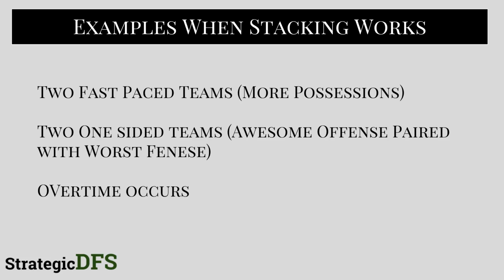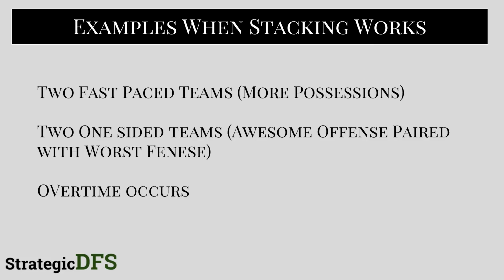And for NBA at least, one of the easiest stacks is if you have 2 fast-paced teams. That's pretty much more possessions throughout the game. So they're going back and forth more times than in a slower paced game, which is going to lead to more shots, more steals, more blocks, more assists, all our counting statistics, right? So that's a perfect example. If you have Golden State versus, let's say, Boston, those are 2 very fast paced teams. So that's a great time to stack that game.